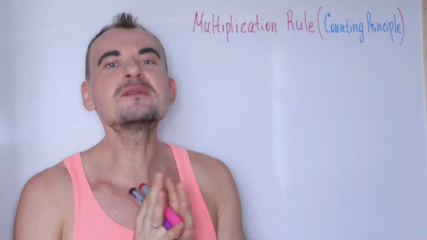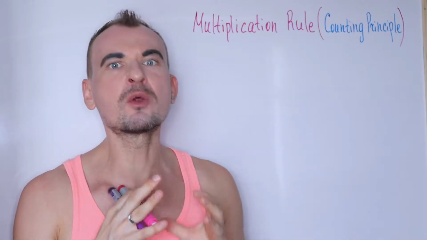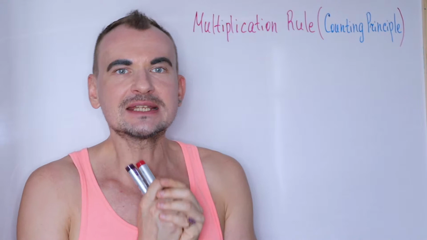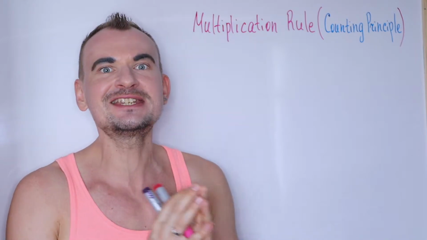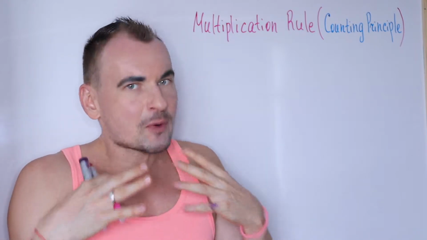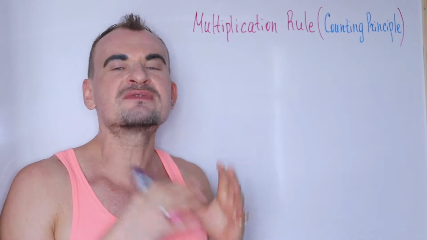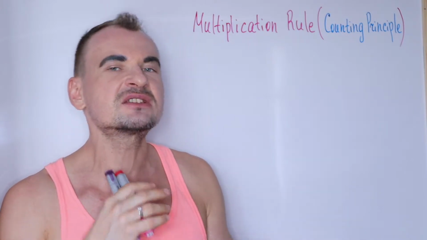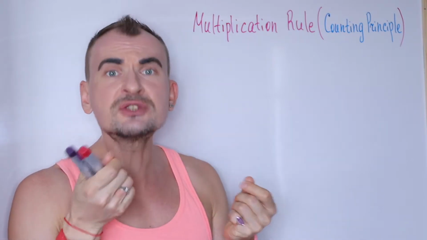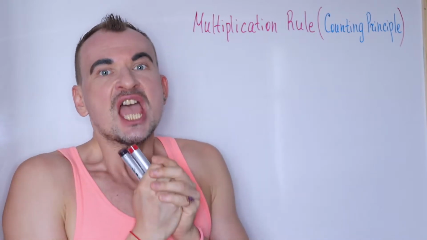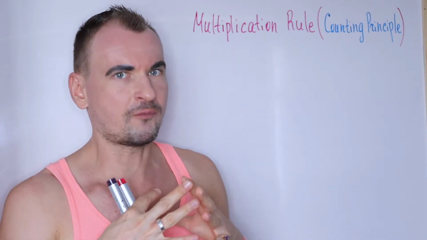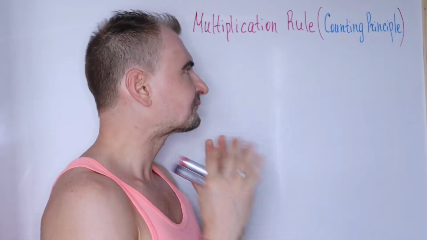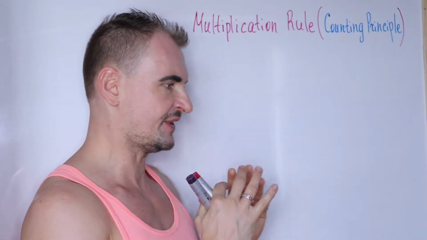Hey guys, today we will be focusing on the multiplication rule or counting principle. It's basically a fundamental idea in maths, in probability, combinatorics, when it comes to permutations and combinations, when you need to choose and select things and solve these kinds of problems. Now, let's dive into this.